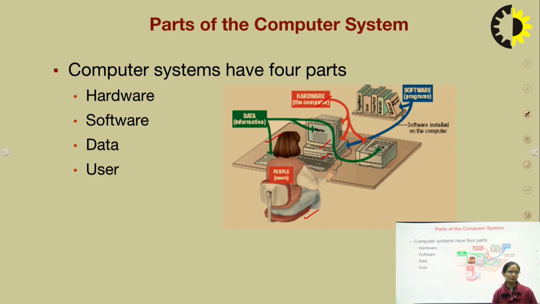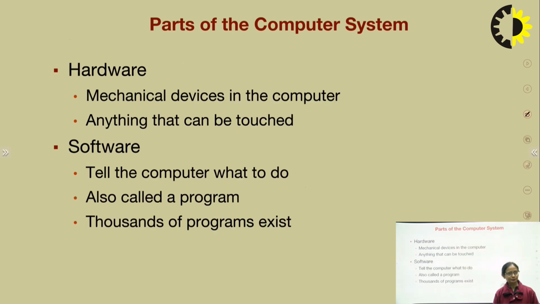So basically a computer system comprises 4 parts: hardware, software, data and user. Hardware is a mechanical device in the computer, anything that can be touched. If you say we have various chips on the motherboard, then we have the CPU, we have RAM, you can touch it, we have hard disk, we have pen drives and so on. The printers, so these are the hardware components of your system.